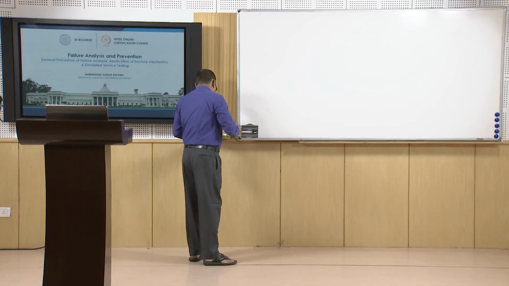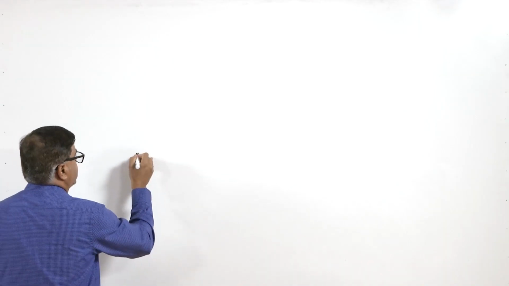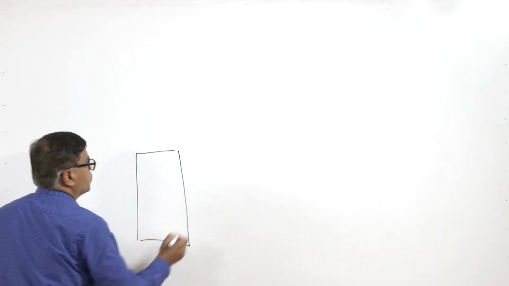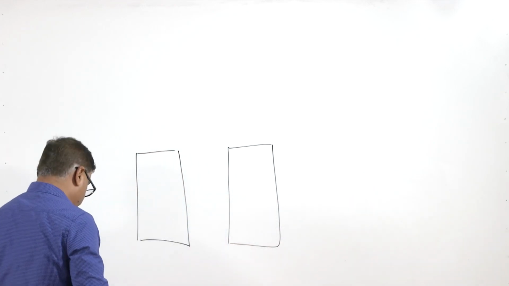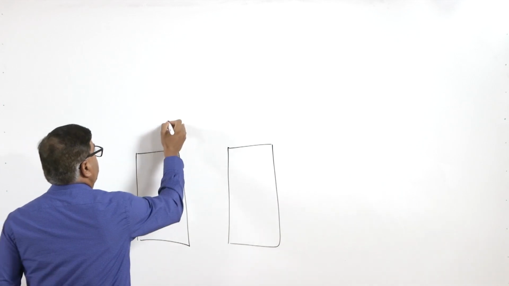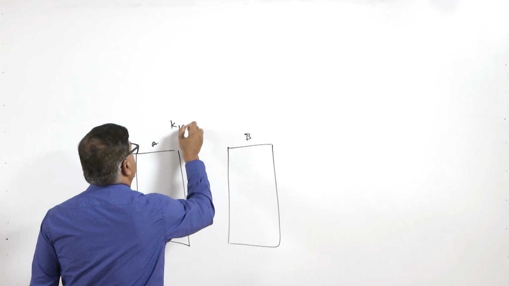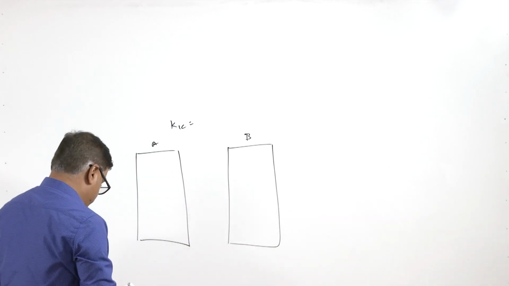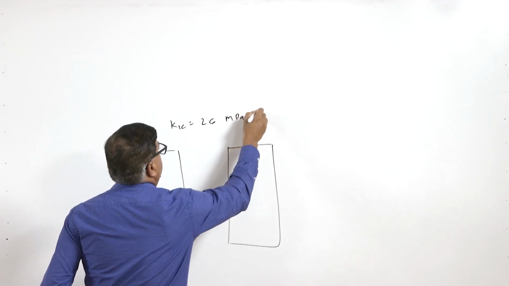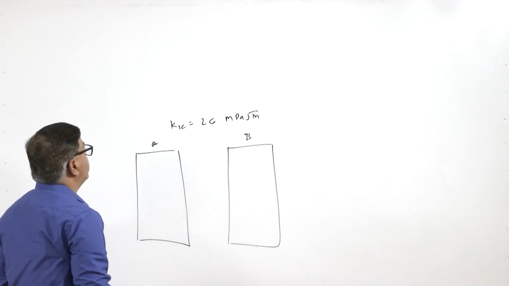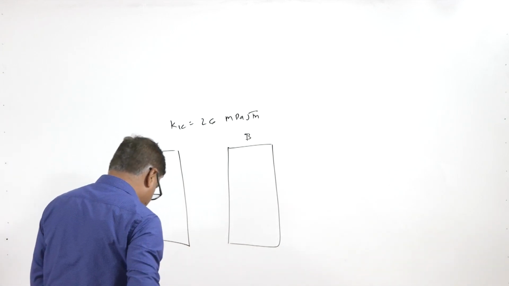So, here I have the two cases. In one of the cases, say this is one and the same component of the same material. Say both the samples A and B are made of the same metal having the K1C value of 26 MPa raised to under root m. This is the unit of the fracture toughness of the material of which components are made.